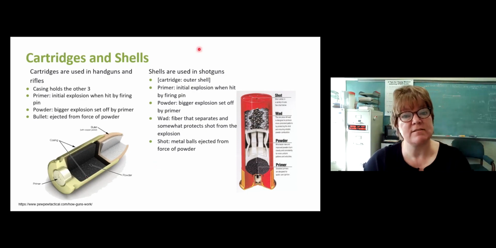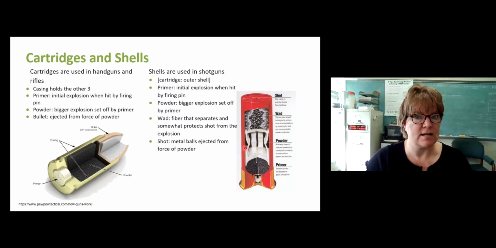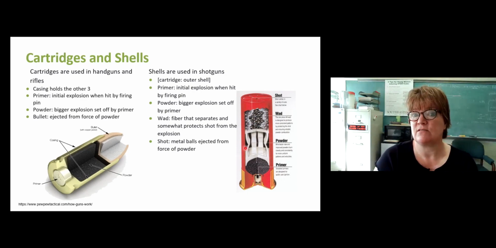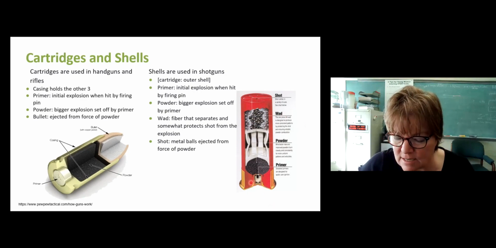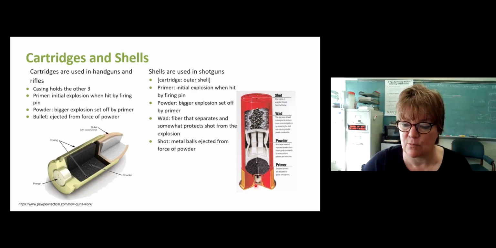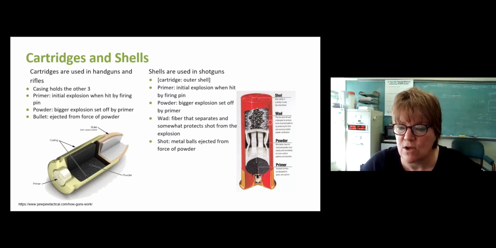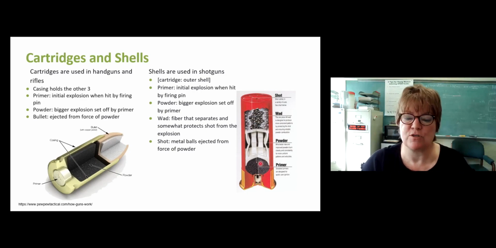So then we have shells that are used in shotgun. In this case, we're not ejecting one bullet, we're ejecting lots of little pieces of shot. So here's my shot here. Again, we also have this cartridge outer shell. And down here we still have a primer. This is my little primer area that's going to be set off. And here we still have this outer part of the cartridge that's holding it all together. Now I have my primer that's going to set off some kind of powder, still a bigger explosion. This small explosion sets off this big explosion that has to be separated from the shot.